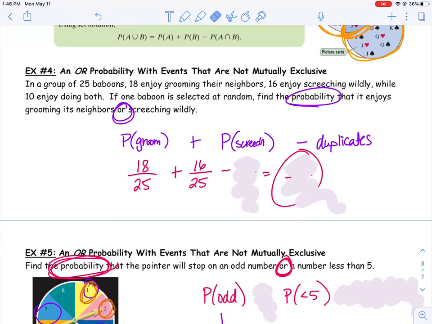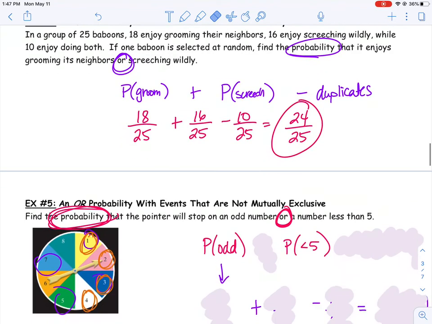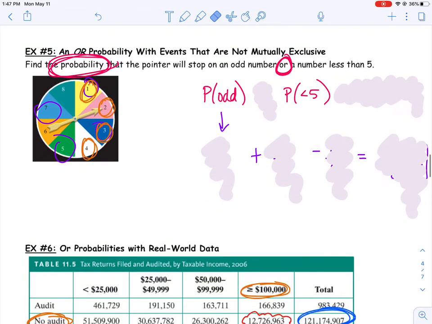And so how many baboons like doing both? 10, right? So I've got to make sure that we subtract out those 10 because you included them both times, and then your number is going to be way too high. Making sure that you subtract off the ones that you included both times, you should end up getting a probability of 24 out of 25. So be careful. Make sure you think about the situation and if any of them overlap or duplicate. Let me show you a few more examples here.